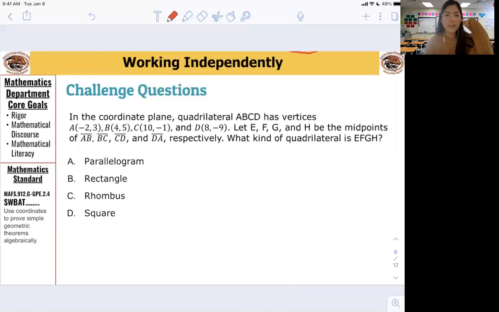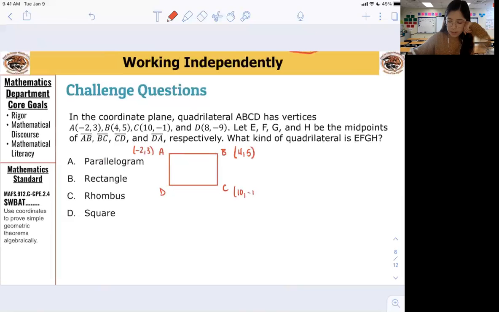Okay, here's another. We're just going to be doing a few that are exactly the same steps. So one more time, we have a quadrilateral. We don't know what it looks like. We're just going to draw any old rectangle, and then later on, we'll figure out what it actually is. But here we have A, B, C, D. A is -2, 3. B is 4, 5. C is 10, -1. And D is 8, -9.